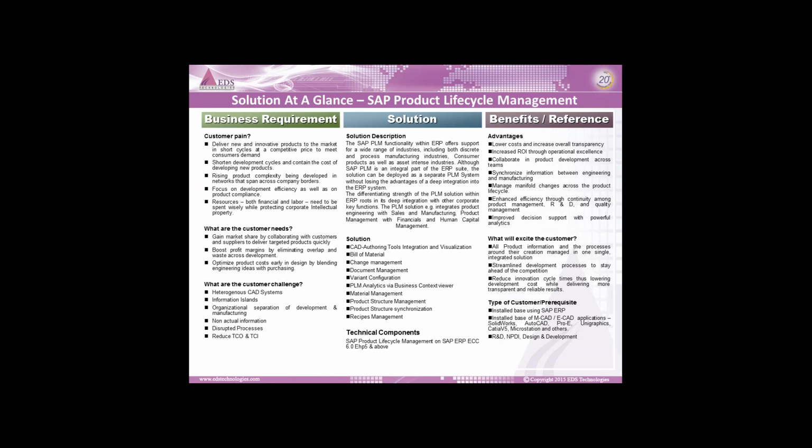Variant configuration is also a part of this particular suite. PLM analytics is facilitated through the business context viewer, along with material management and product structure synchronization, another important component within your PLM, which facilitates the EBOM to MBOM synchronization. Primarily, this is one of the major challenges that most organizations are faced with, wherein there is no sync between your EBOM and MBOM. And then you also have what is called recipe management, which is more suited to process-based organizations like pharmaceuticals and food and beverage industries.